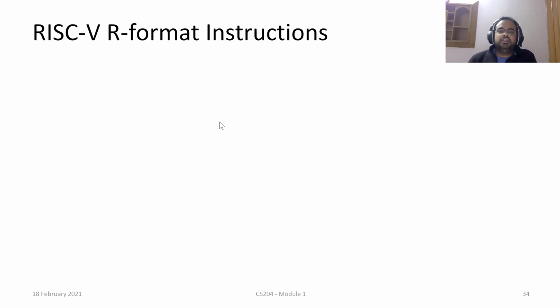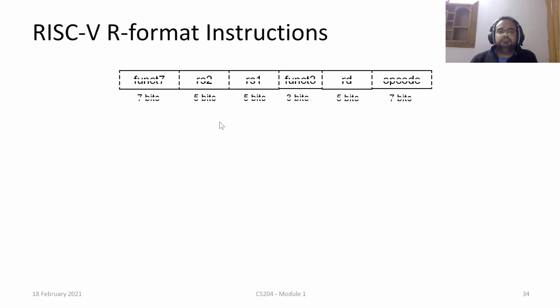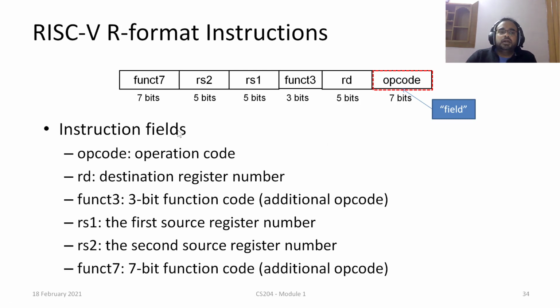The first encoding that we see is the R format, and the 32 bits would be encoded like this. Each of these boxes, here we have 1, 2, 3, 4, 5, 6, 7 boxes, is called a field. If we want to look at what each field represents, the first field is opcode, short for operation code. The second field is RD, short for destination register, and it is taking 5 bits of space.